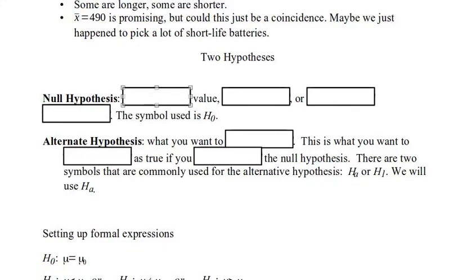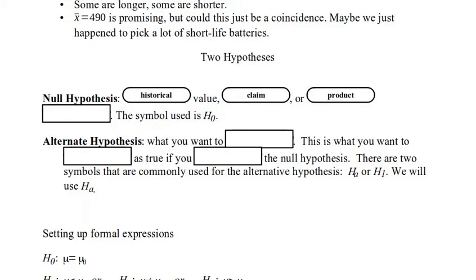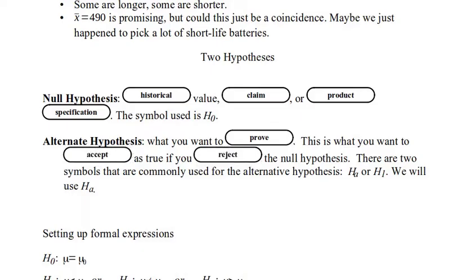There are two hypotheses. The null hypothesis is the historical value, the claim of the manufacturer, or the product specification. These are just a few examples, but they give you an idea that this is what we are making an alternative hypothesis against. So the null hypothesis is the claim of the manufacturer, of the government, of some corporation. We want to prove that the alternative hypothesis is true. That is the negation of the null hypothesis. So this is what you want to accept as true if you reject the null hypothesis.